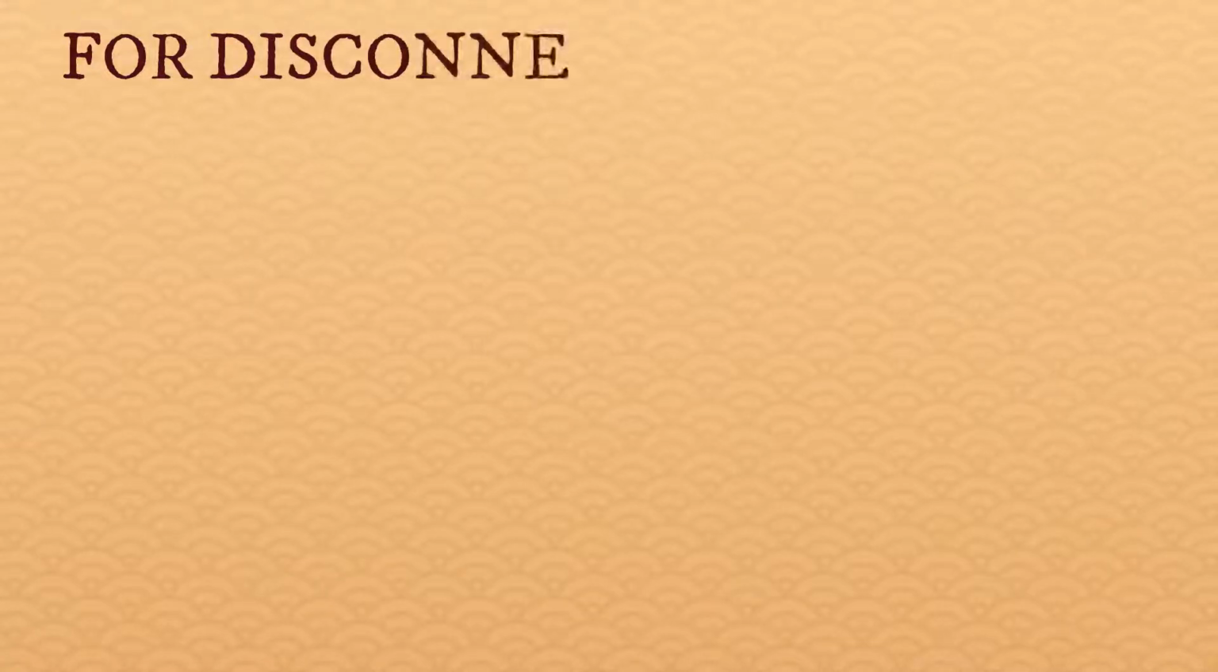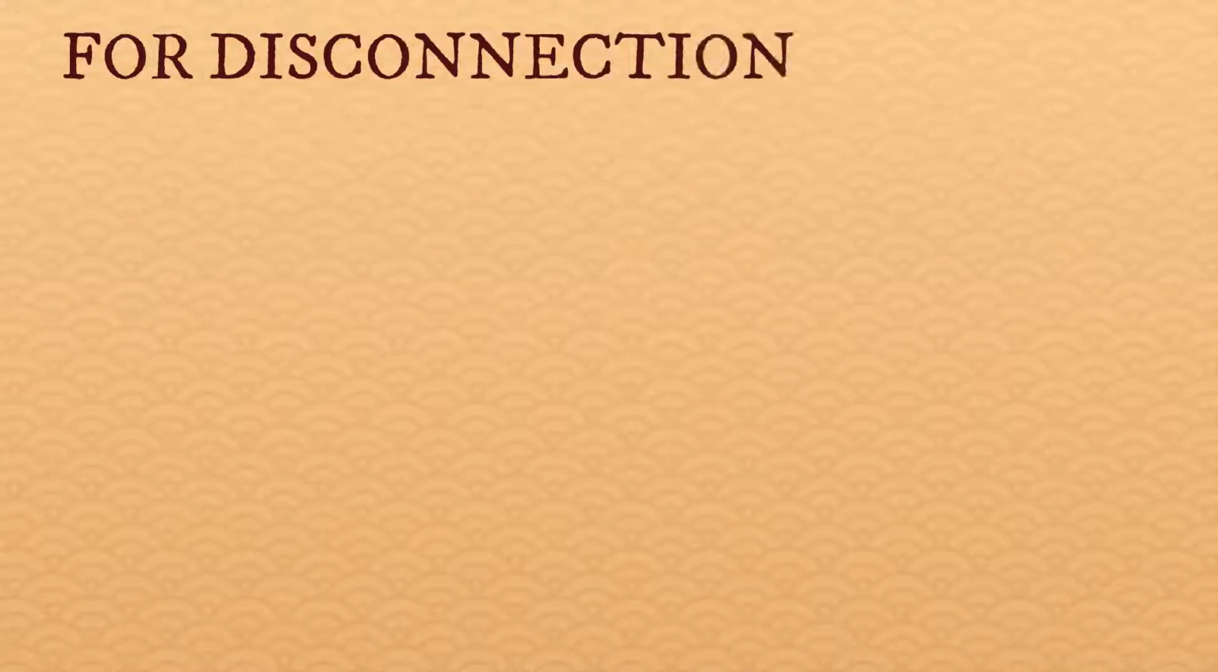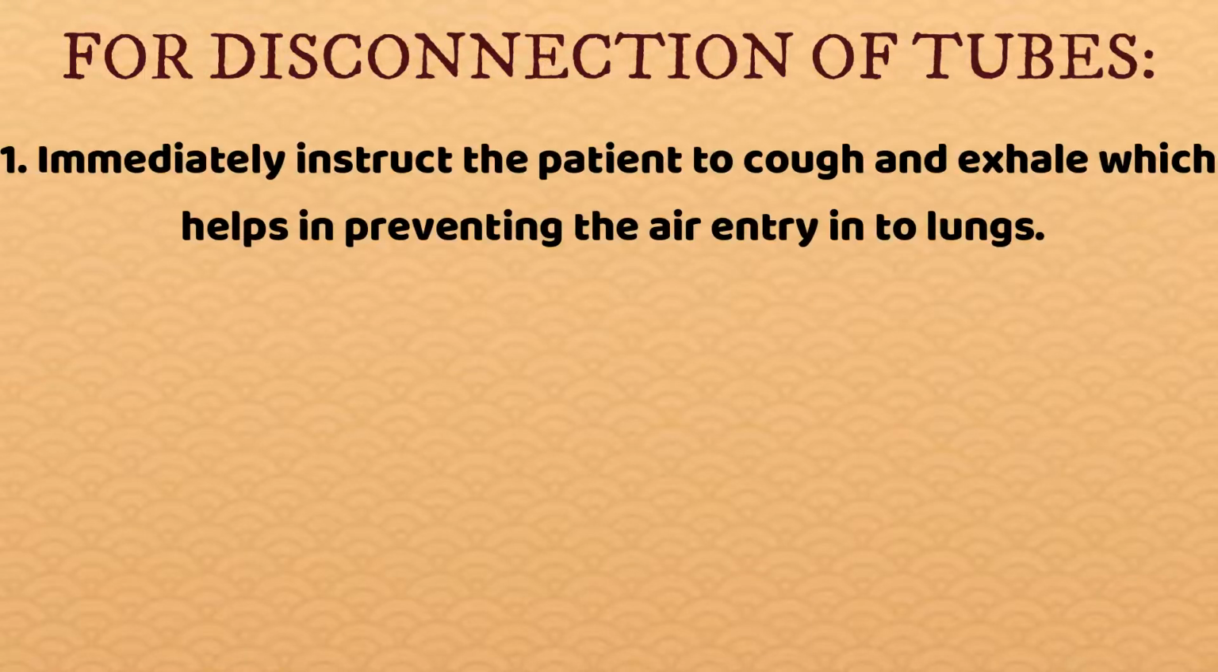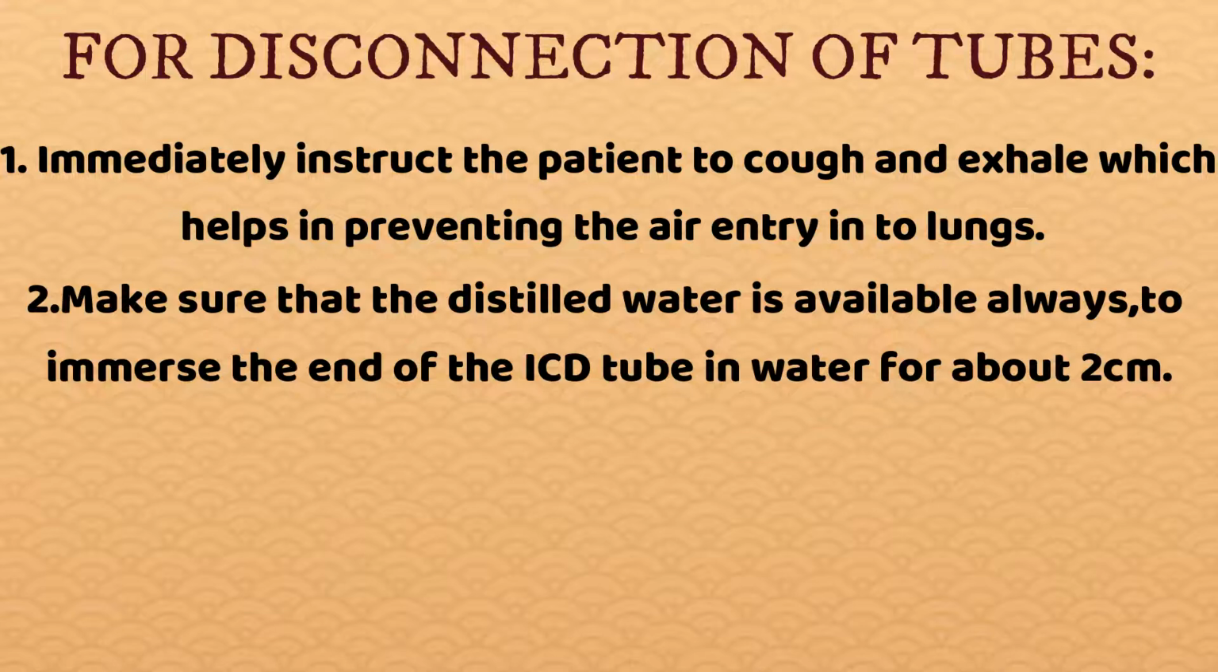Then comes any disconnection or damage to the apparatus. Maybe somebody has kicked it or the apparatus has fallen down. If the tube is coming out of the patient's chest, we have to immediately ask the patient to cough and exhale. Coughing prevents the entry of air into the lungs, which is one of the main purposes. We also have to make sure that distilled water is always available at the bedside. We need to immerse the end of the intercostal drainage tube 2 cm under the water.